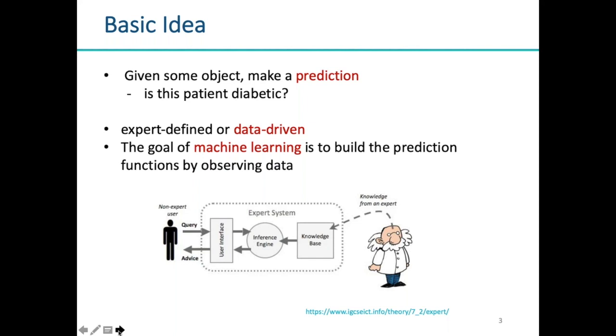But the second approach, which we are going to talk about in machine learning, is the data-driven approach. The goal of machine learning is to build this prediction function by observing data, so we don't need knowledge from the experts. Of course, we can combine the expert knowledge with our machine learning, but in theory, machine learning tries to build this prediction only by observing the data.